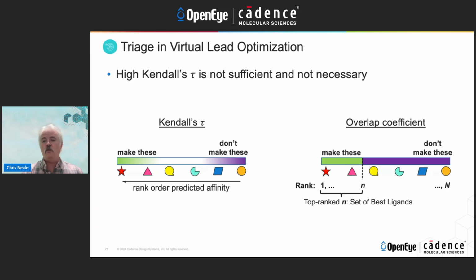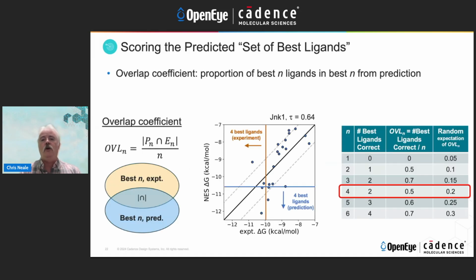So I'm going to go over something called the overlap coefficient, which tries to quantitatively assess the utility of these methods at the front end of the prediction. So on the left is a schematic. The overlap coefficient is the proportion of the ligands that are actually the ligands with the highest affinity from the set of ligands that are predicted to have the highest affinity. And in order to do that here, we're just going to define N as the number of ligands we're going to make.